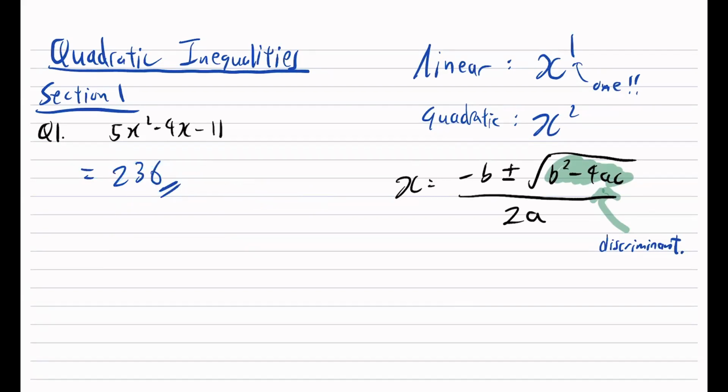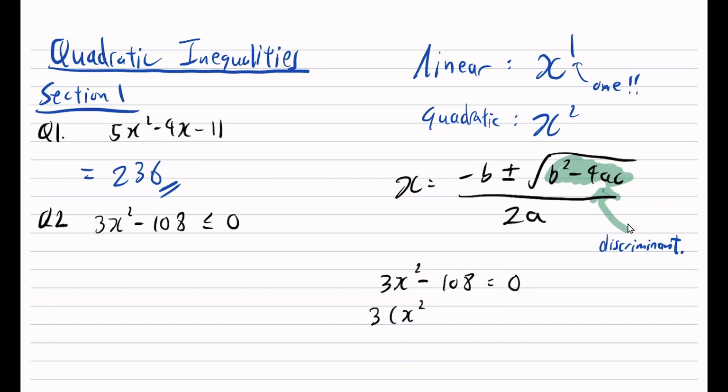So now question 2. Question 2, we want to look at 3x squared minus 108 less than or equal to 0. If this was just equal to 0, you know how to solve, right? How would you solve it? Maybe you can factor out 3 first. So x squared minus 108 divided by 3, what is it? 36. Then you can divide by 3 on both sides. Divide by 3, you'll just get 0. 3 cancel off, x squared minus 36.